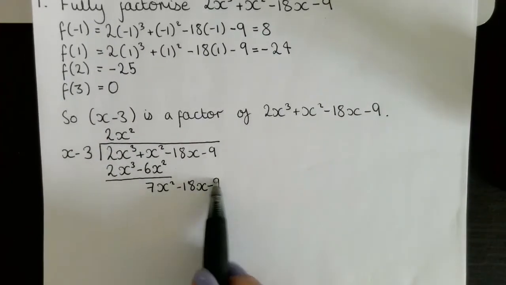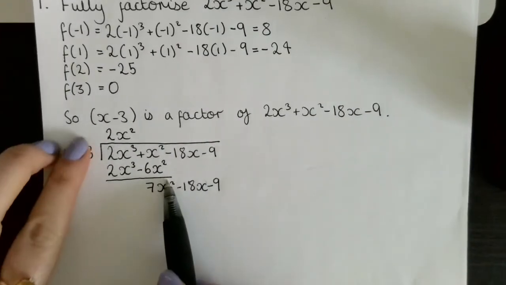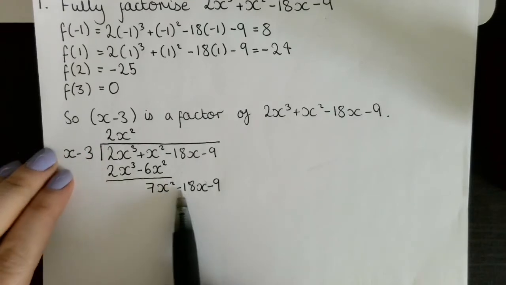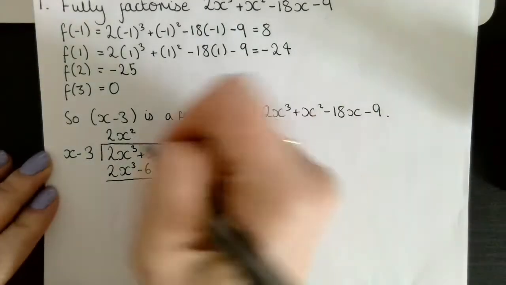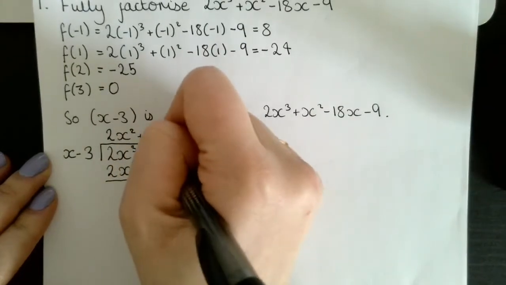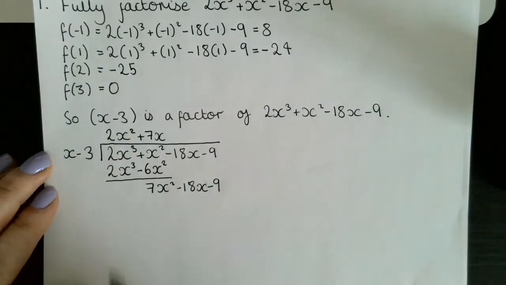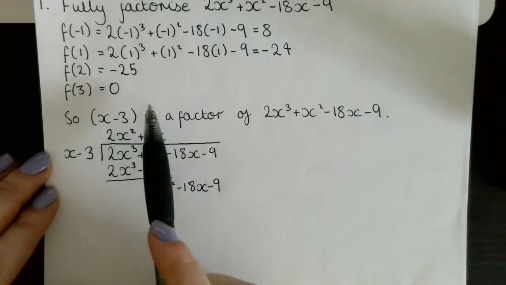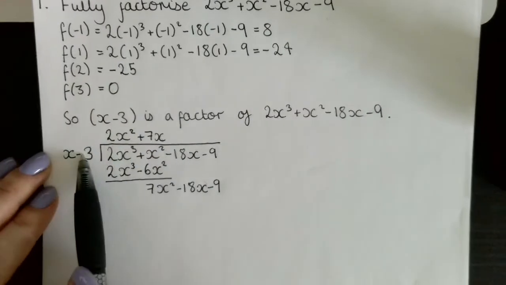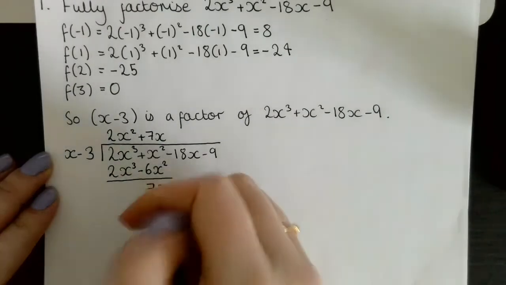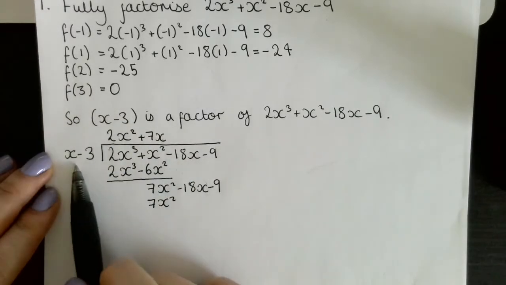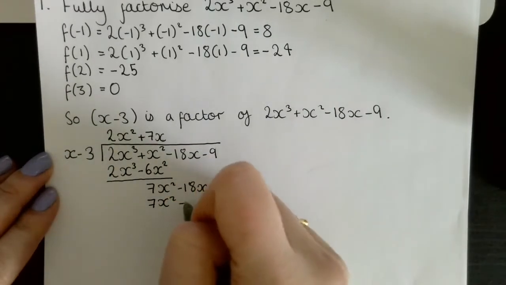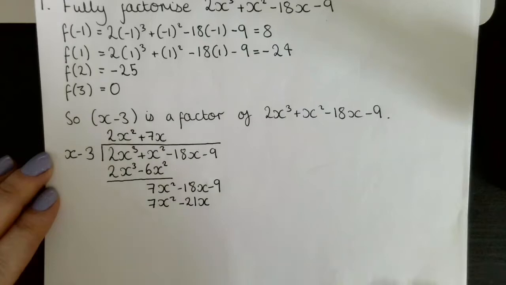I'm now going to do this polynomial divided by x minus 3. So we're going to start by dividing it by x. 7x squared divided by x, that's 7x. I'm now going to multiply 7x by x minus 3. 7x multiplied by x, that's 7x squared. 7x multiplied by negative 3, negative 21x.